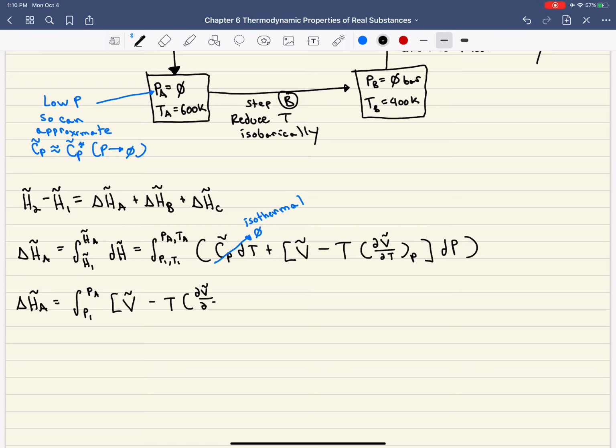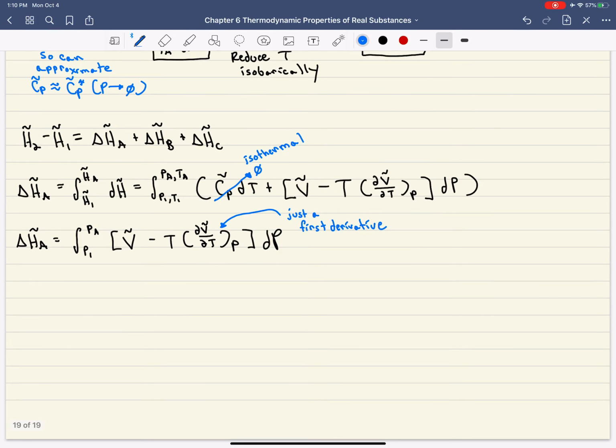Okay. Right, where I want to point out, now instead of a second derivative, we're only dealing with a first derivative, which produces significantly less error than a second derivative does. Okay? Alright, so that was the calculation for HA. Let's now move on to calculating HB. So I'll go to the next page.